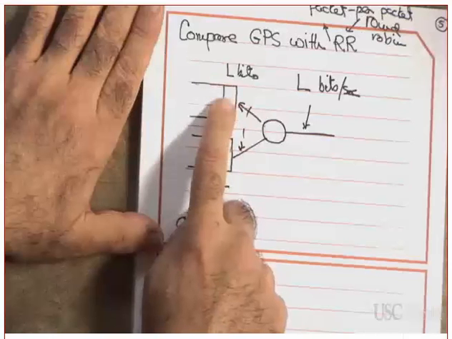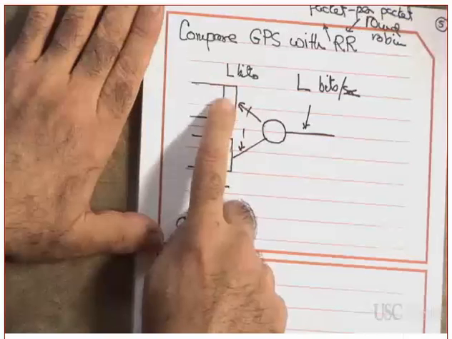The fair queuing will calculate this finishing number and will serve the packets in the order of increasing finishing number, starting from what? Starting from the lowest one.